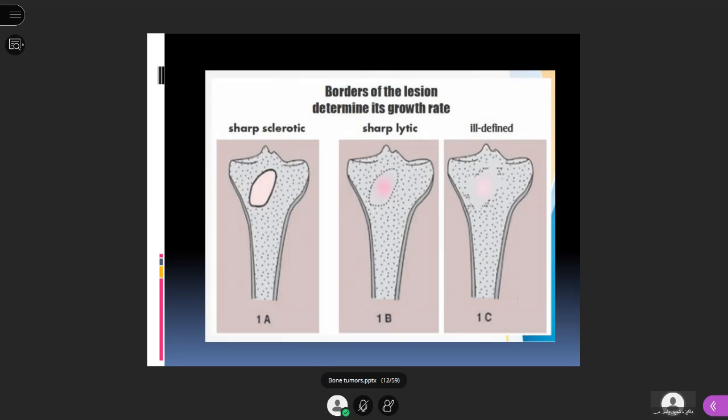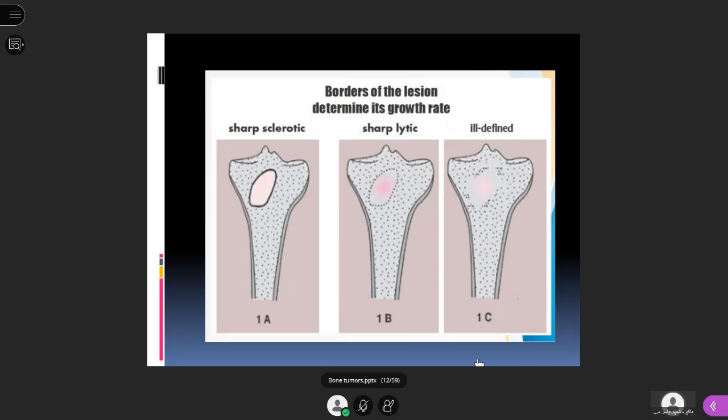So that means if a lesion is having a sclerotic border, then it's most likely a benign lesion. And if the lesion is lytic with a sharp margin, again you are dealing with benign disease. If the lesion is lytic with irregular margin, we say it has a wide zone of transition, then you are dealing with an aggressive lesion. Aggressive lesion means two things. Aggressive lesion includes acute osteomyelitis and it includes malignant bone tumor.